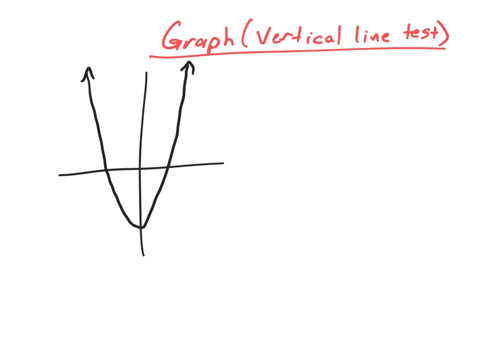Well, the vertical line test means I can take a pencil or some type of vertical line and run it across this graph. And if I stop at any point in time, like if I stop right here, I'm only touching one point. As I run across this graph, anytime that I stop, I can only be touching one point at any given time. If I ever touch more than one point, then it's not a function. But for a parabola, this would pass the vertical line test, and so we would say, yes, this is a function.